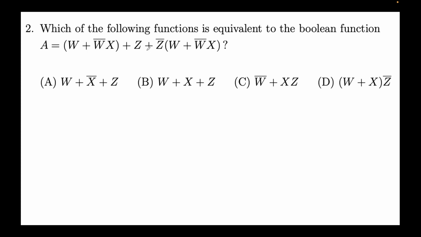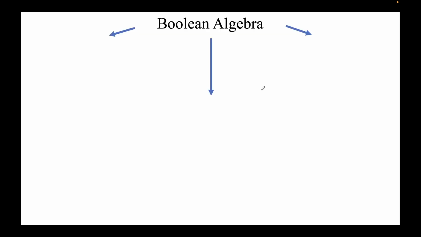The question asks, which one of the following functions is equivalent to the Boolean function given? So we have been given a Boolean function over here, A equal to something like this, and these are the four options. What we are required to do is simplify this expression and reduce it to the simplest form. All right, we'll do that, but first let's have a brief overlook of Boolean algebra.